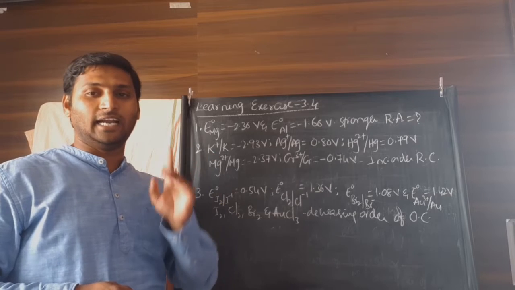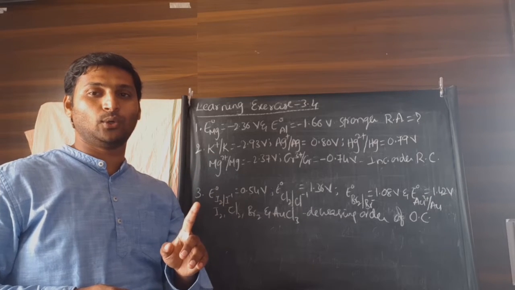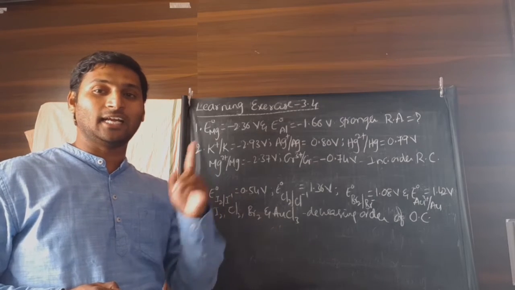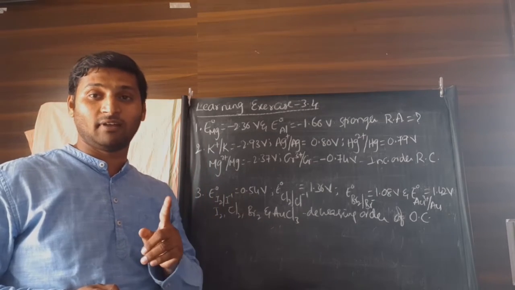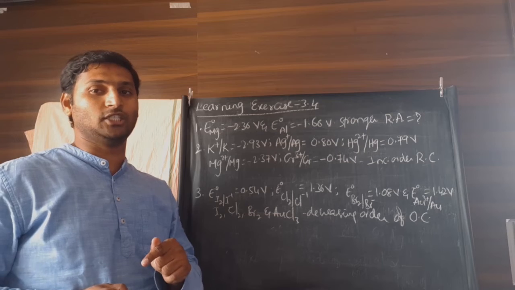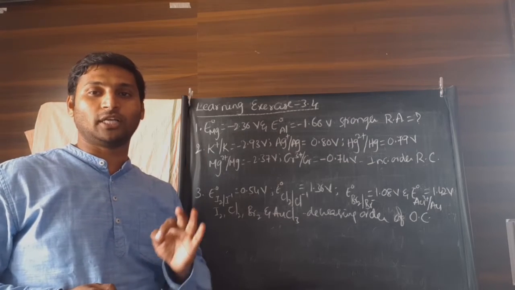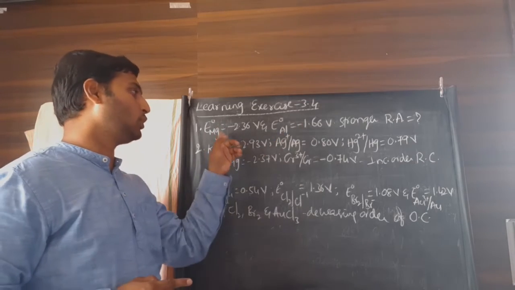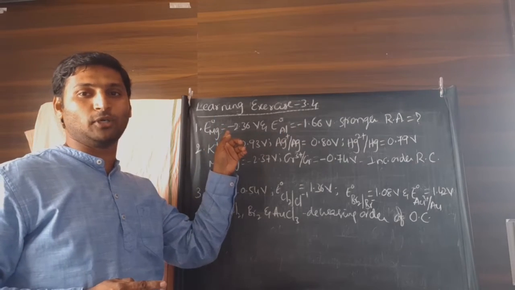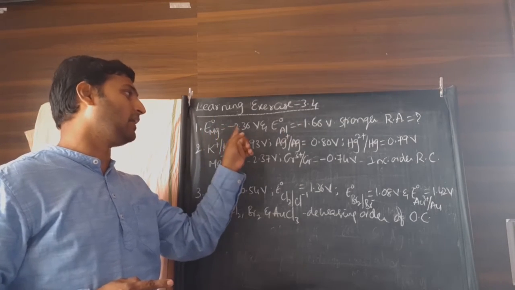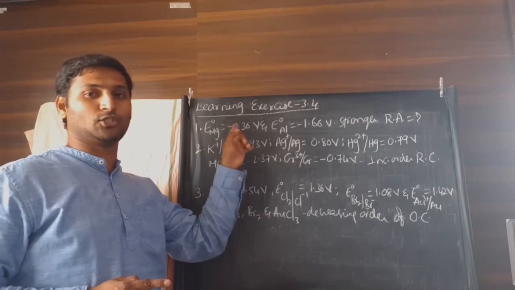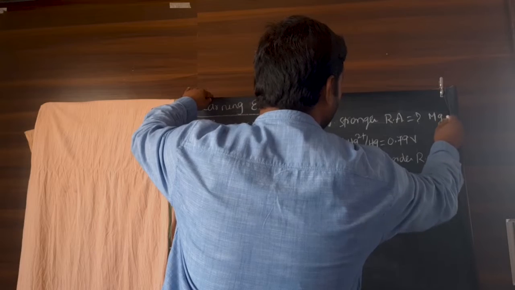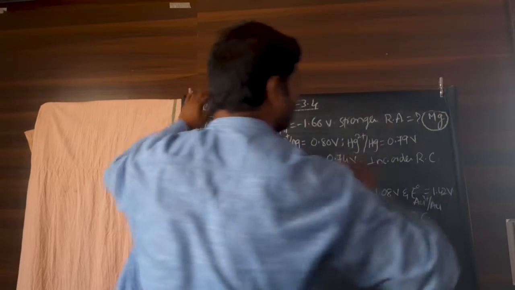Again, a reducing agent must readily undergo oxidation. The one which readily undergoes oxidation must have lower electrode potential. So the lower the electrode potential, the more the reducing capacity. Out of the two, magnesium has the lower electrode potential of minus 2.36 volts. That's why your answer is magnesium.